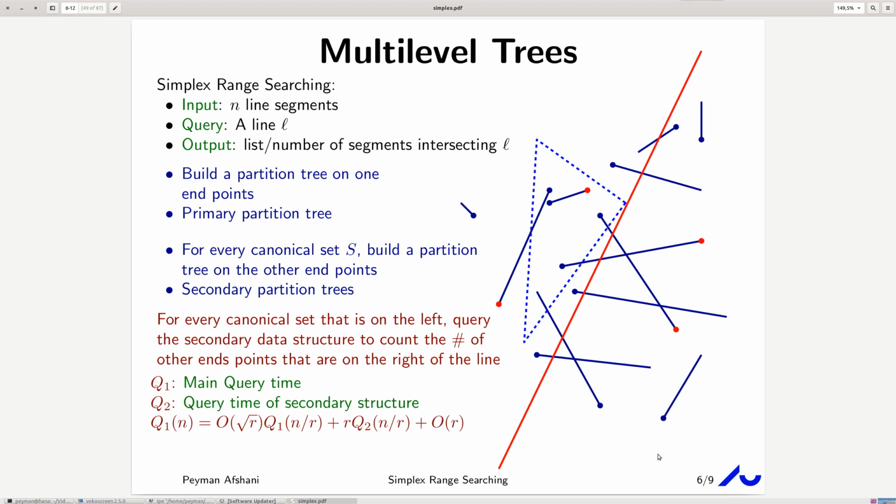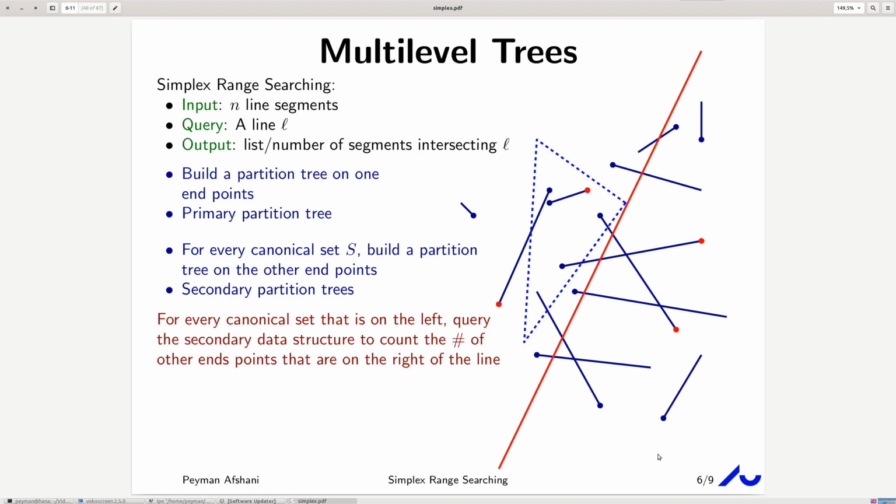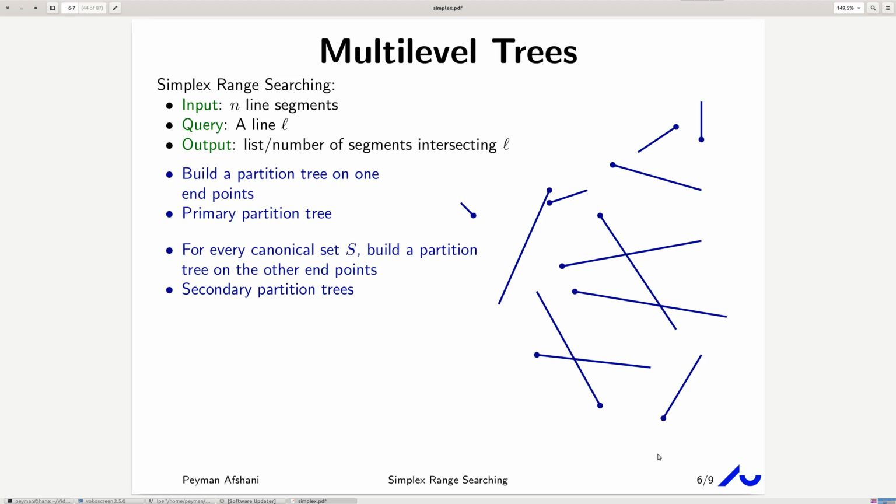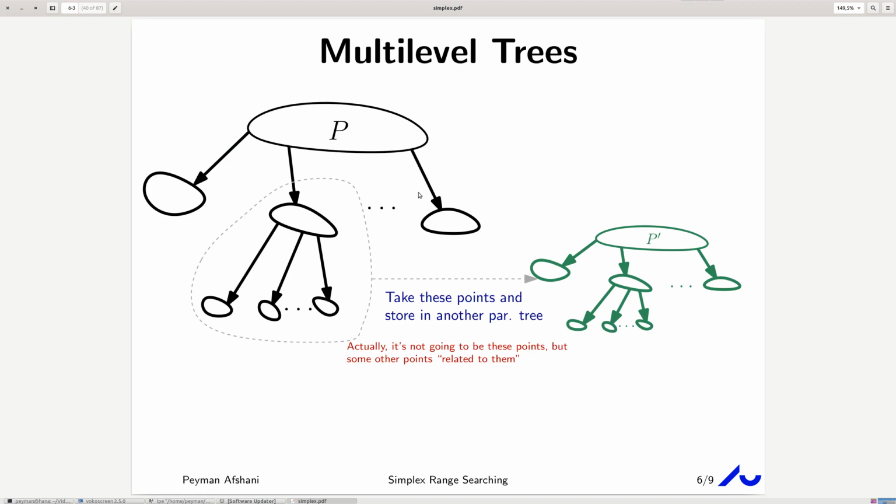What is the space? Actually, I don't have the space analysis here. The space blows up by a log factor, more or less. Because, let me go back to this picture here, this tree takes linear space. For every canonical set, you store it in a separate data structure that takes linear space as well. So every point is stored in log n secondary data structures. This point is stored in its subtree as well as the canonical sets of its parents all the way up to the root. So the analysis is exactly the same as the canonical set situation that we had for the orthogonal problem. The space blows up by a log factor.